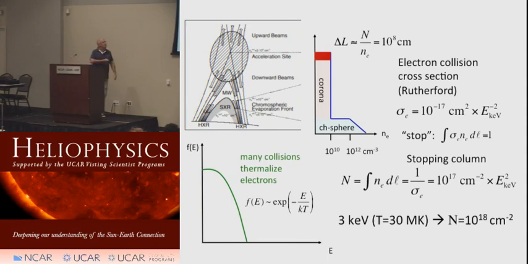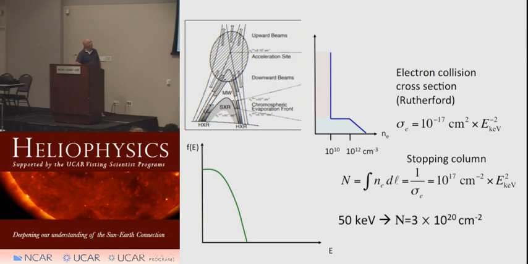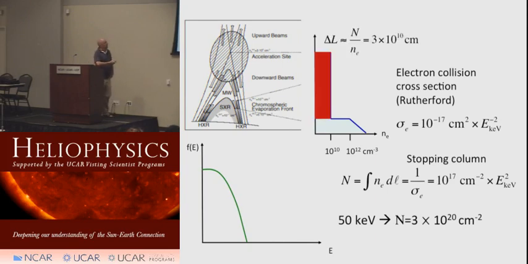So far, so good. Let's consider 50 kilovolt electrons. It's not a huge difference, a little over a factor of 10. But we square the energy, we get a stopping column of 3 times 10 to the 20 centimeters. Play the same game: how far does that go in 10 to the 10 centimeter stuff? That's actually like half of the solar radius. It does not go that far. It basically goes all the way through this and doesn't stop.